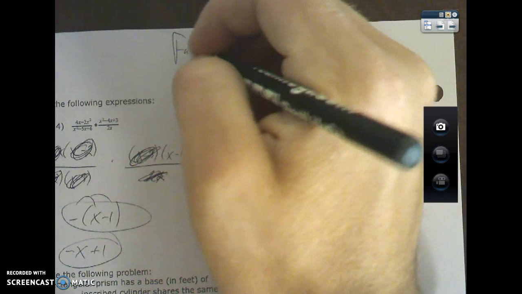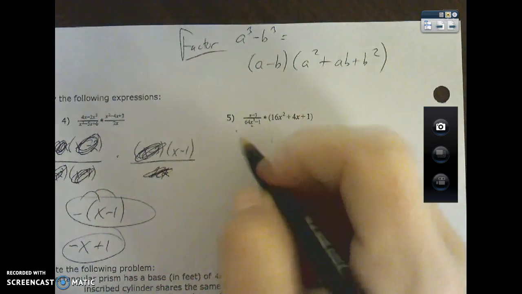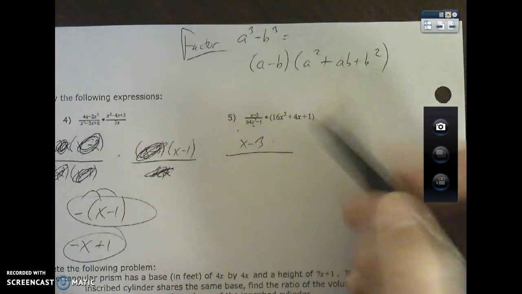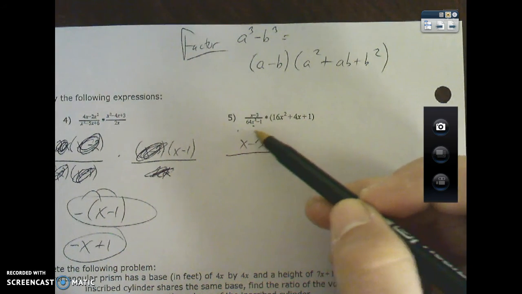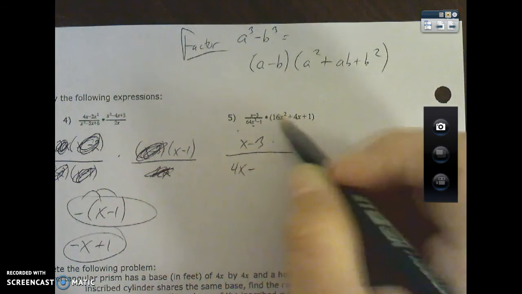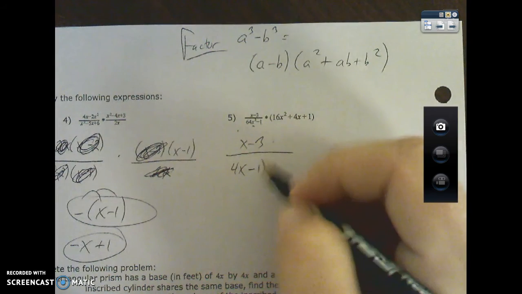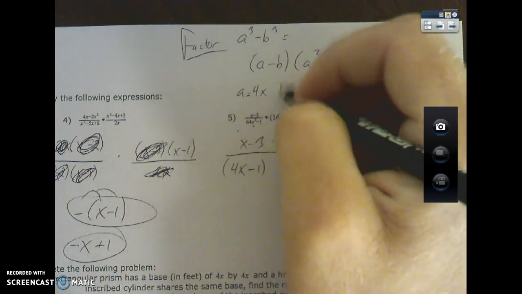So factor. So what we got here is, up top, x minus 3 stays the same. Down low, you're trying to find the cubed root of a. So the cubed root of 64x to the third is 4x. Minus the cubed root of 1 is just 1. So we've established that a is 4x and b is 1.